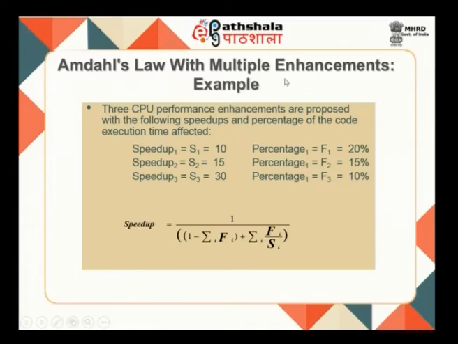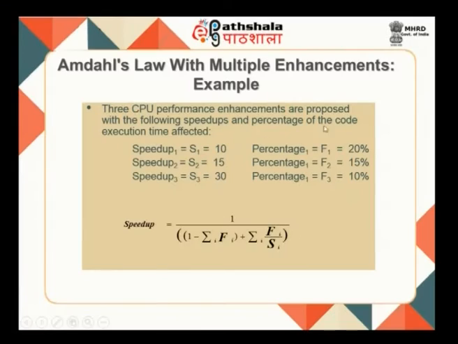Now suppose you have multiple enhancements. You are not just bringing in one enhancement to the system, you are bringing multiple enhancements to the system. So let us assume that 3 performance enhancements are proposed with the following speed ups and percentage of the code execution time affected. I have 3 speed ups, S1, S2, S3, and these are the local speed ups: 10, the second enhancement gives you a speed up of 15, the third enhancement gives you a speed up of 30, and the percentage for which these enhancements are active are 20%, 15% and 10% respectively.